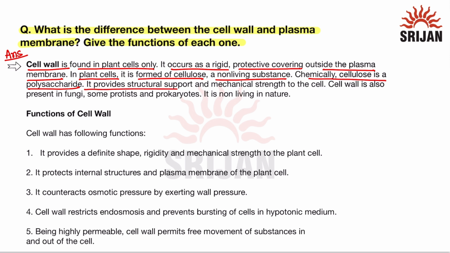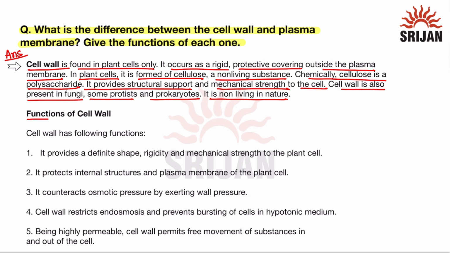It provides structural support and mechanical strength to the cell. So, cell wall helps to provide the support and the strength to the cell. Cell wall is also present in fungi, which is made up of chitin, some protist and prokaryotic cells. It is non-living in nature because it is made up of cellulose in plant cells, which is a non-living substance.